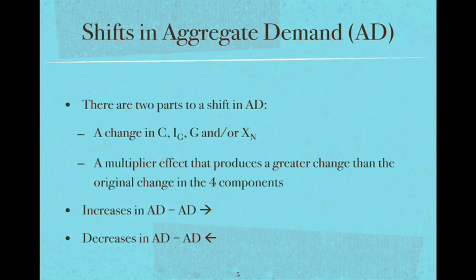So if consumer spending, businesses' private investments, the amount of spending by the government, and/or the amount of our net exports, or our exports minus our imports, changes, then we're going to have a change in aggregate demand.